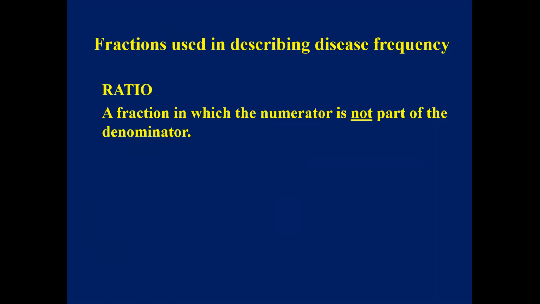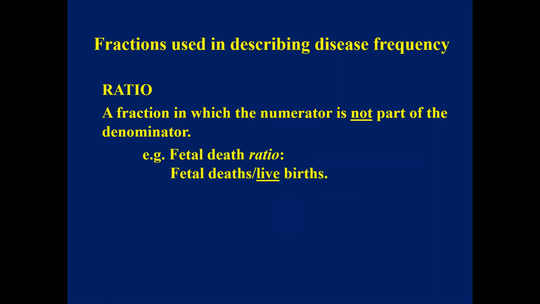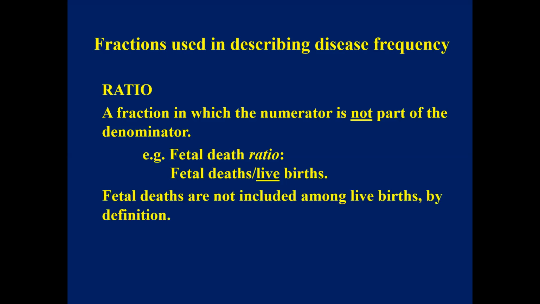So when we say ratio, a ratio is a fraction in which the numerator is not a part of the denominator. For example, the fetal death ratio is calculated as fetal deaths by live births. That means live births is an independent factor and fetal deaths is different. They are in the numerator and denominator and are not part of each other. That's why it is called a ratio. Fetal deaths are not included among the live births by definition, and hence it is a ratio.